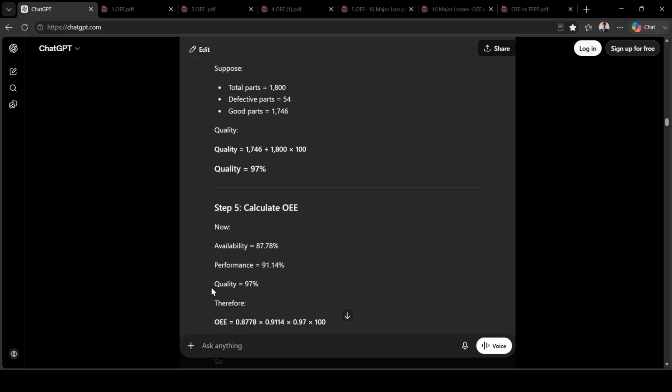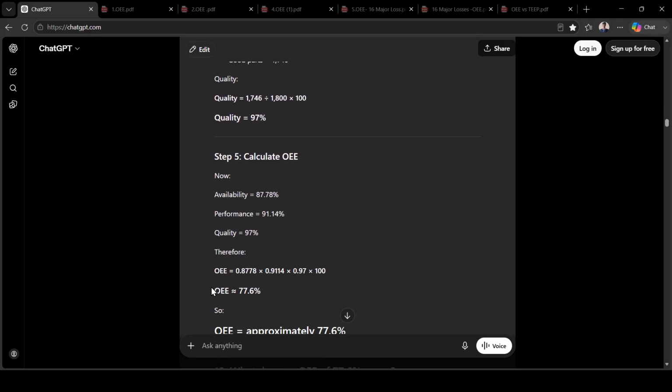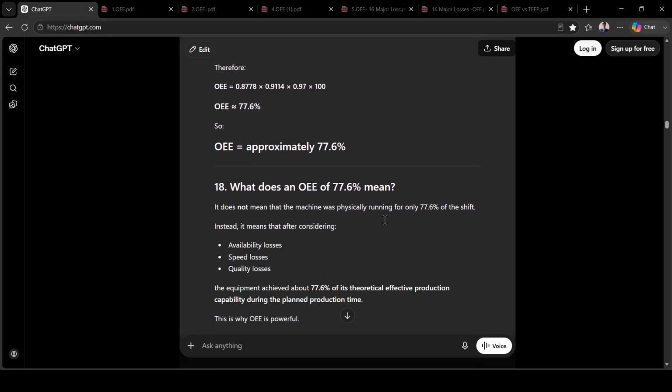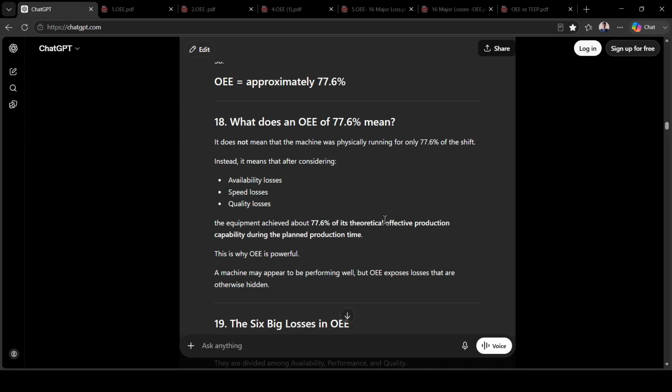So overall, availability equals 87.7%, performance equals 91.14 percent, quality equals 97 percent. Therefore OEE equals 0.8778 times 0.9114 times 0.97 times 100. So OEE is approximately 77.6 percent.